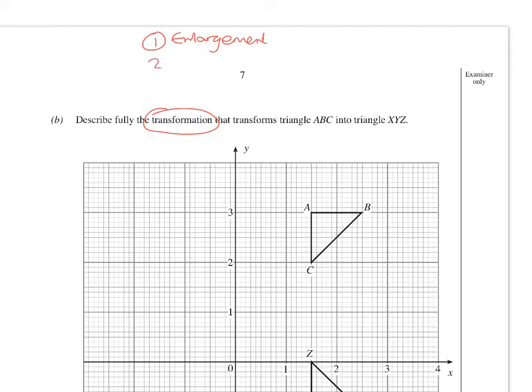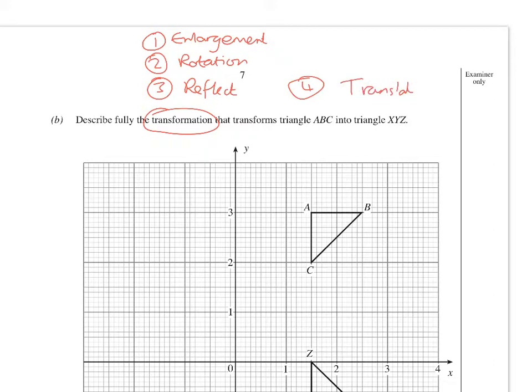The next one is called rotation. It doesn't matter which order these are in as well. Rotation or rotational symmetry. The third one is reflection. They're all the really, really obvious ones that you've probably seen lots of times. And then there's a fourth one called translation.